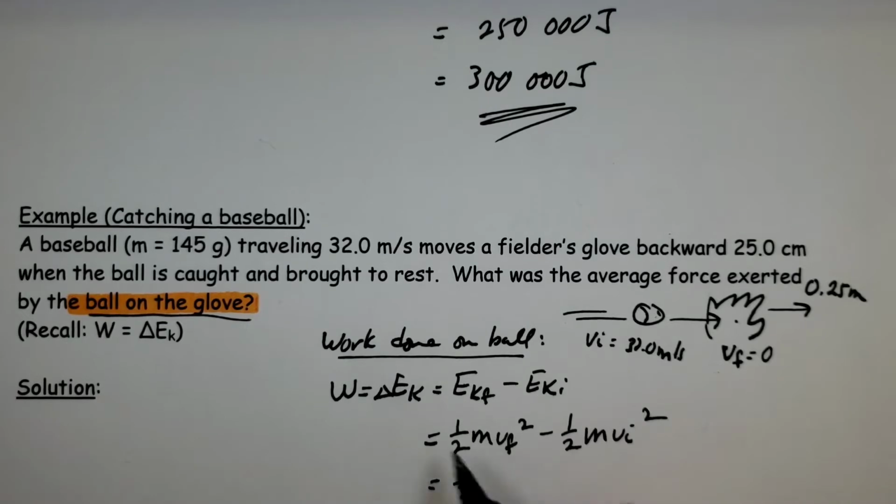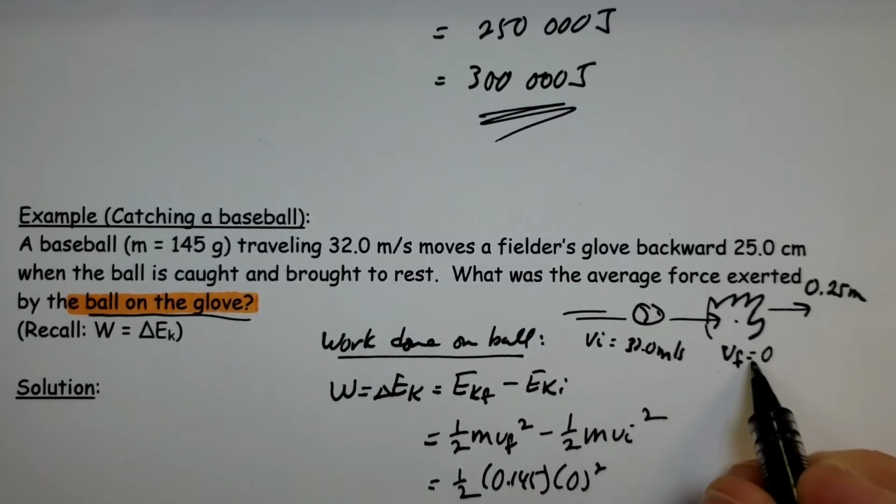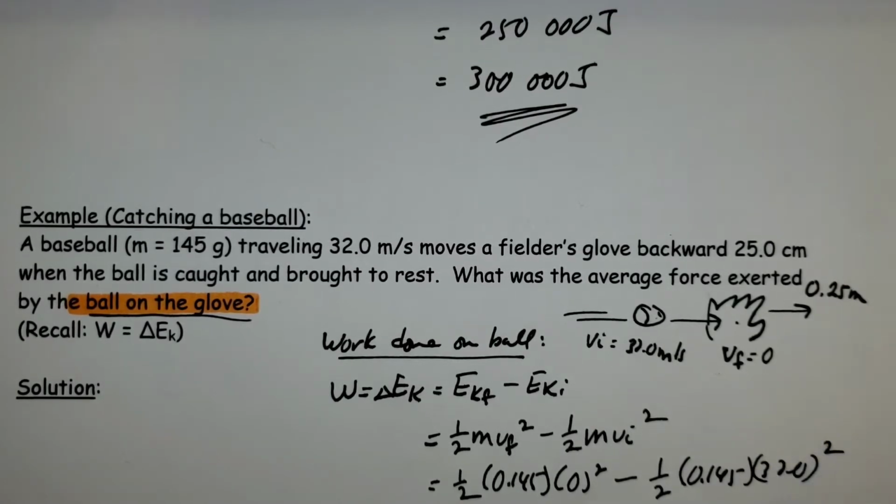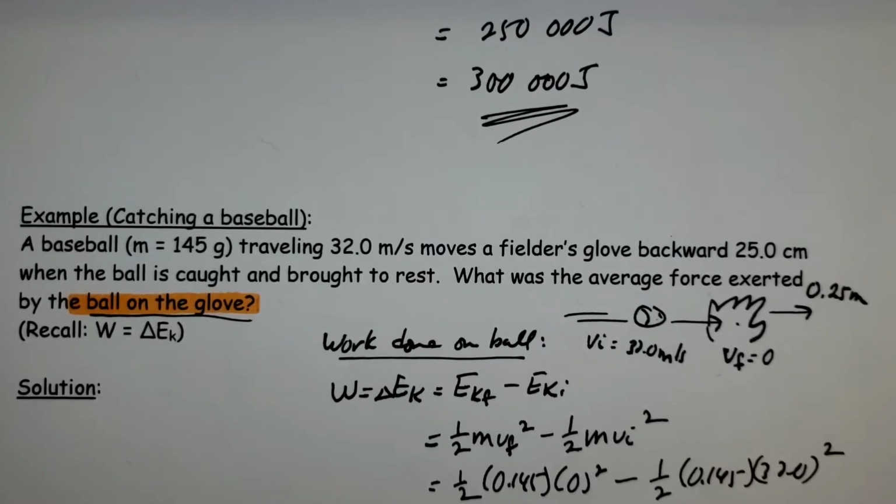So the ball, 145 grams is 0.145 kg, and it's being brought to rest, right? Because that's the final velocity. The initial velocity of the ball was 32. Okay, so all this is going to be 0 here. And when I take 32 squared multiplied by 0.145 multiplied by 1/2, I get negative 74.24 joules. Lost by ball.